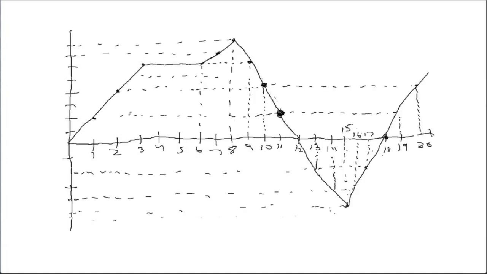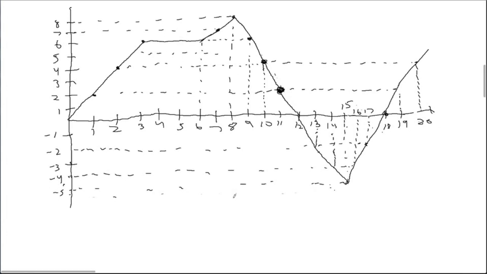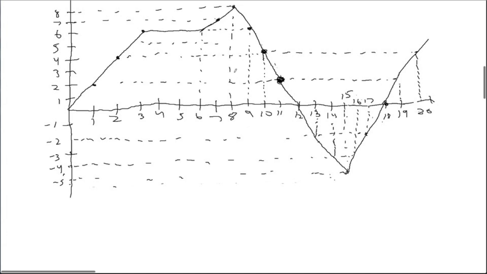This is supposed to be a straight line. All right, so these are all supposed to be straight lines, although I wasn't very good at drawing them as straight lines. So here's our graph.